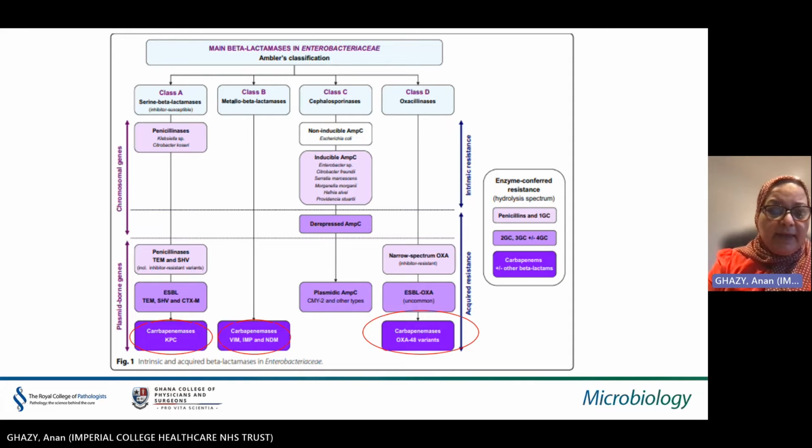We can see that it is associated with ESBL, TEM, SHV, and CTX-M, and for carbapenemases, it is the KPC group. Class B is metallo-beta-lactamases, and it is associated with VIM, IMP, and NDM. Class C is cephalosporinases, which is either non-inducible AmpC or inducible AmpC and derepressed AmpC. The plasmid-mediated one is uncommon, while class D is mainly plasmid-mediated, and it causes the carbapenemases, mainly the OXA-48 group.